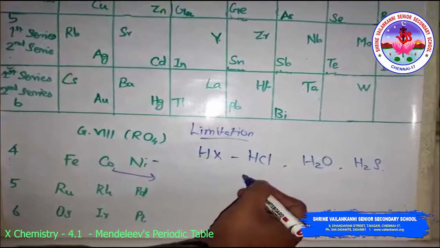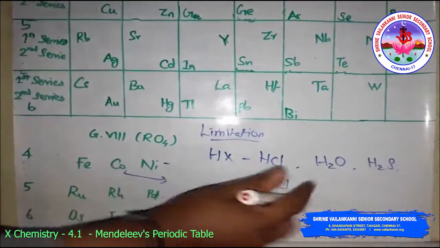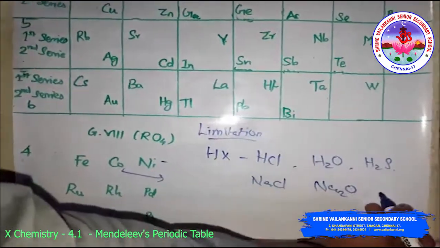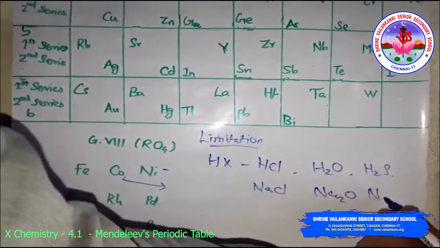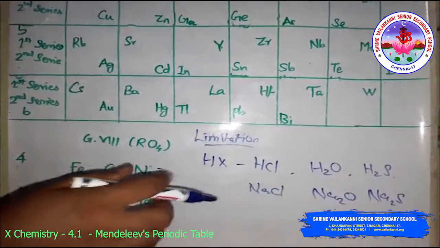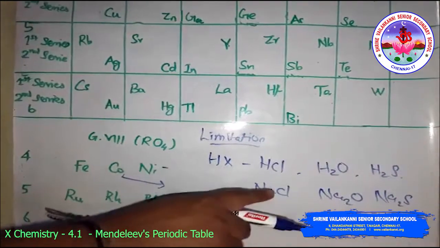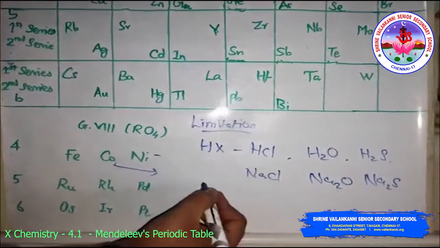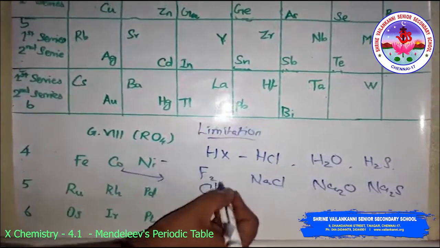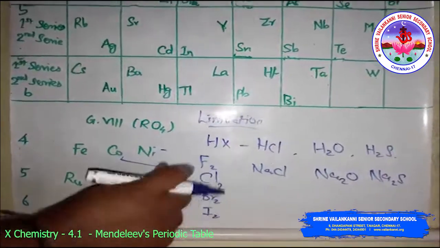Here are the compounds of sodium, an alkali metal: sodium chloride, similarly sodium oxide Na2O and sodium sulfide Na2S. They are similar. On the other hand, just like the halogens, hydrogen also exists as a diatomic molecule. Halogens, fluorine, chlorine, bromine, iodine, are simply diatomic molecules.